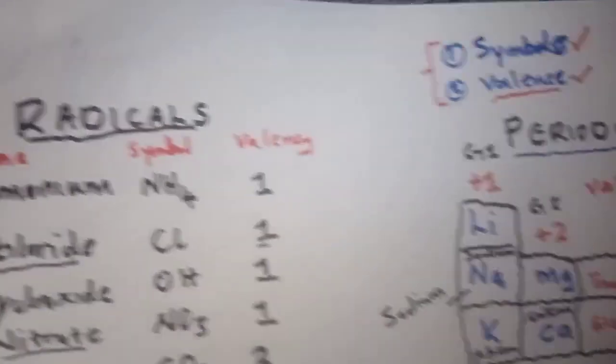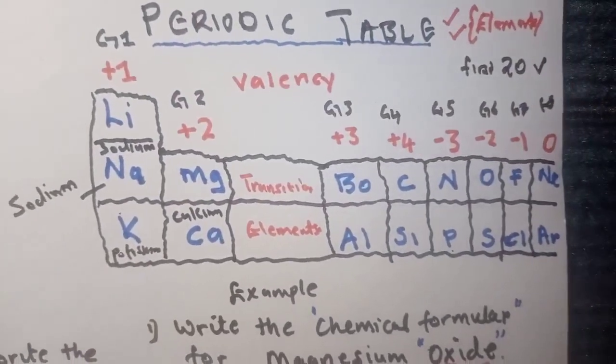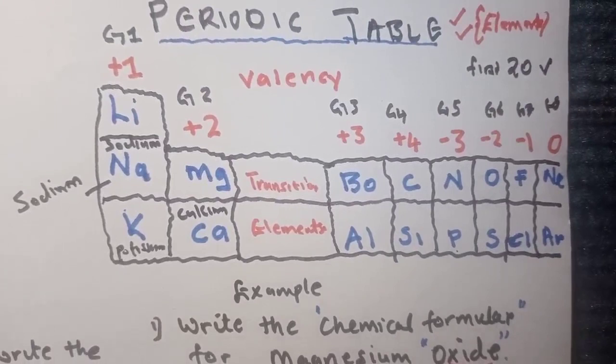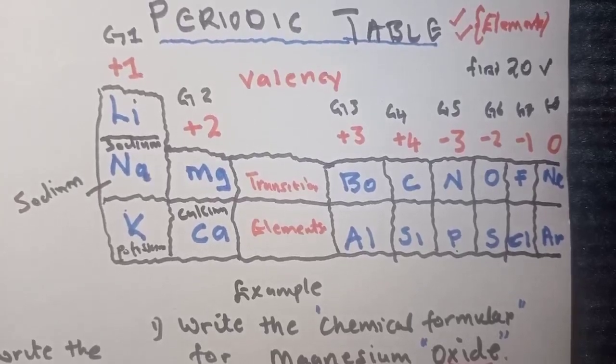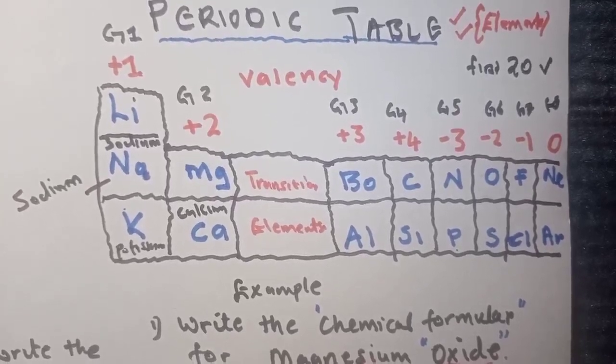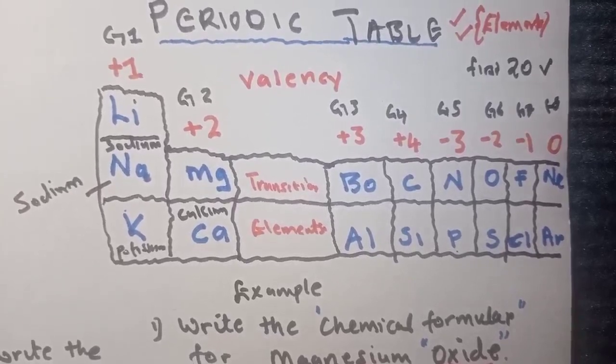But the periodic table, always you'll be given the periodic table, and so just follow the steps when you're asked to write a chemical formula. If you need to know the chemical formula of something, know the chemical symbol first, the valency, and then use the valencies to combine. No wonder the valence is called the combining power.